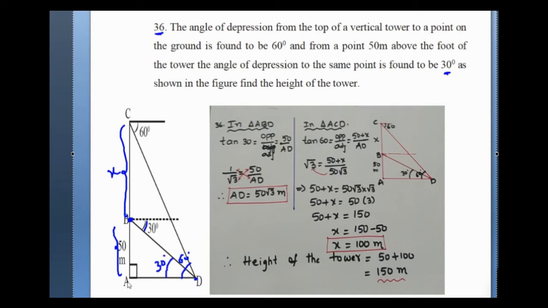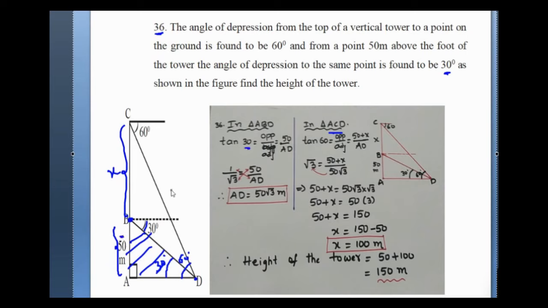Now there are two triangles. First triangle name is ABD, the small triangle. And there is another triangle ACD, the bigger triangle ACD. So we have to take the right angle triangles only. ABD is one right angle triangle and ACD is another triangle. So first we have to take the ABD, because we know the opposite side.